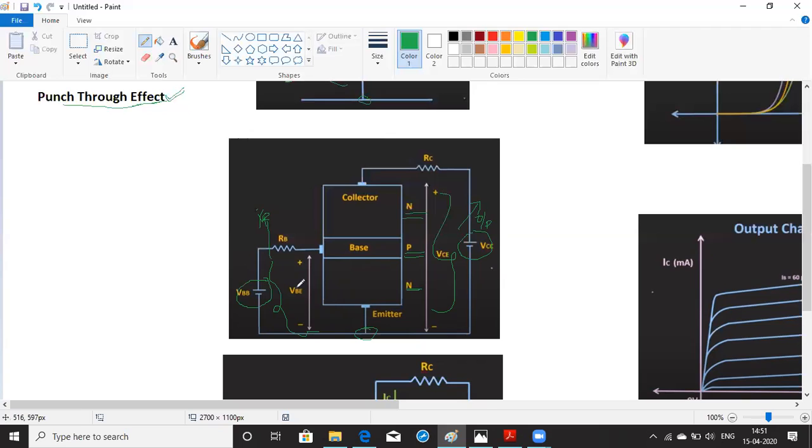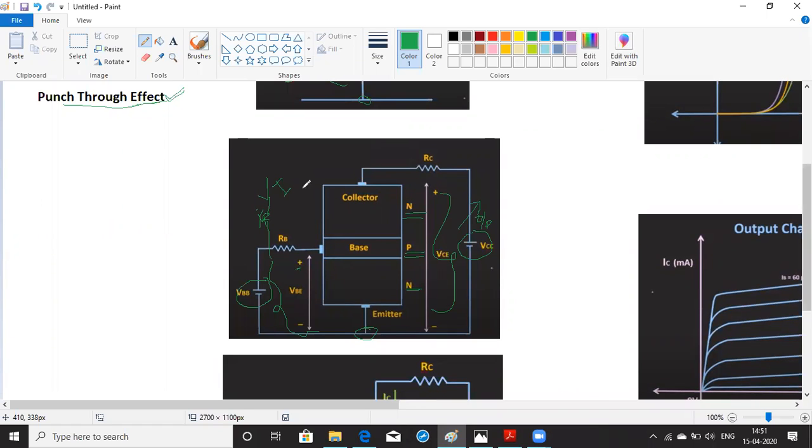If you want to draw the characteristics, you need to indicate the voltage as well as the current. You indicate the input voltage and input current at the input side, and the output voltage and output current at the output side, which will give you the output characteristics. We have assumed one resistance as RB and another resistance as RC. VBB is the base voltage and VCC is the collector voltage. The voltage drop between the base and emitter is called VBE, with plus and minus. Similarly, the drop between the collector and emitter is called VCE.